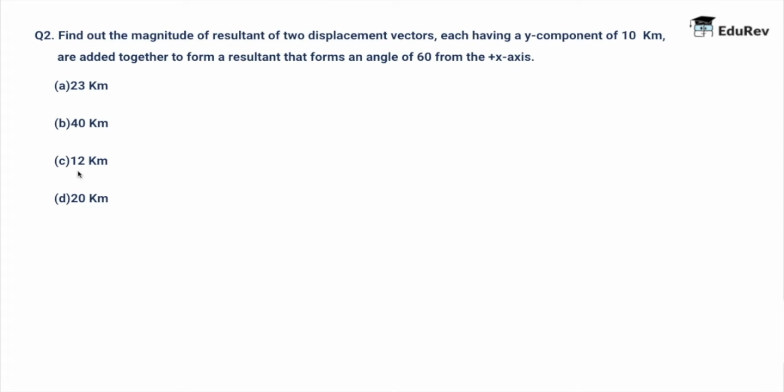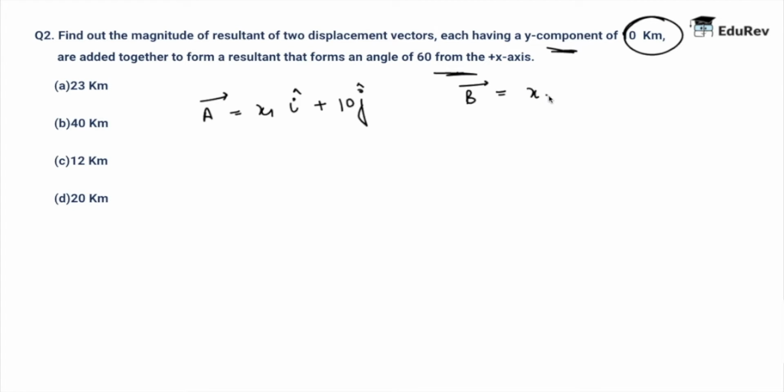Question number 2 states that we need to find out the magnitude of resultant of two displacement vectors, each having a y component of 10 kilometers, are added together to form a resultant that forms an angle of 60 from the positive x-axis. So can I write A vector as x1 i cap plus 10 j cap and B vector as x2 i cap plus 10 j cap?